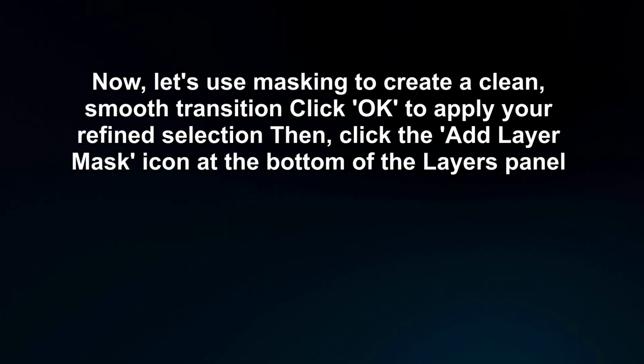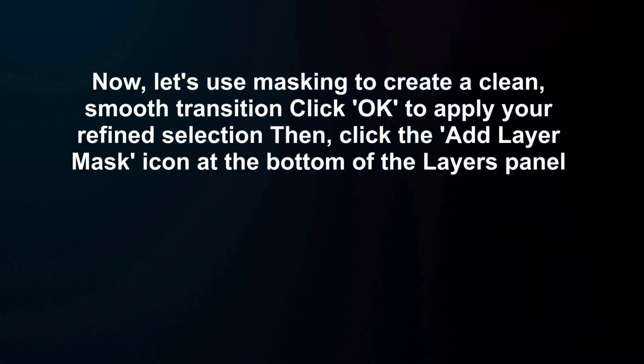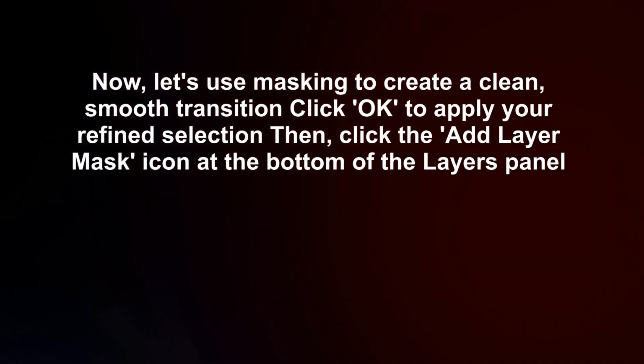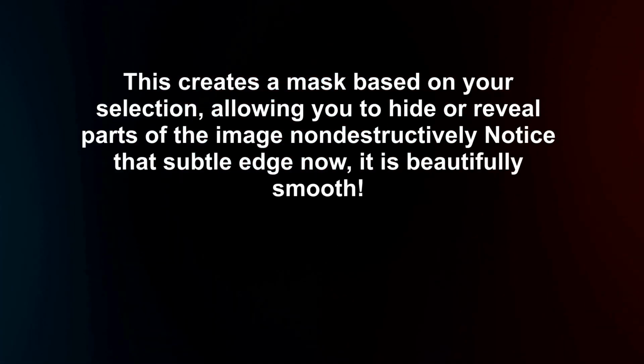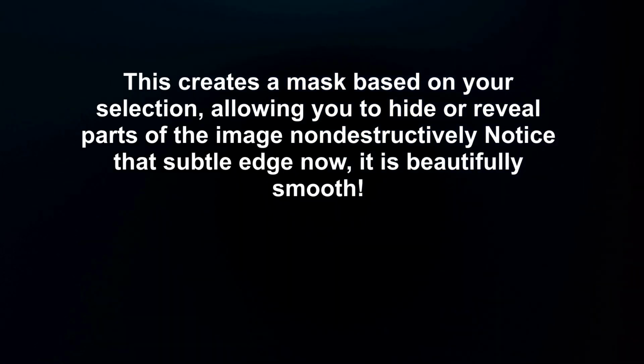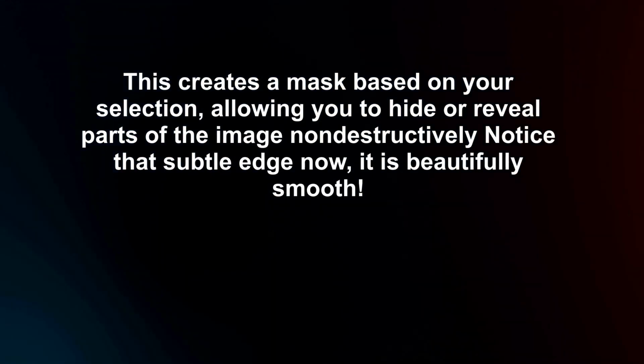Now, let's use masking to create a clean, smooth transition. Click OK to apply your refined selection, then click the Add Layer Mask icon at the bottom of the Layers panel. This creates a mask based on your selection, allowing you to hide or reveal parts of the image non-destructively. Notice that subtle edge now.